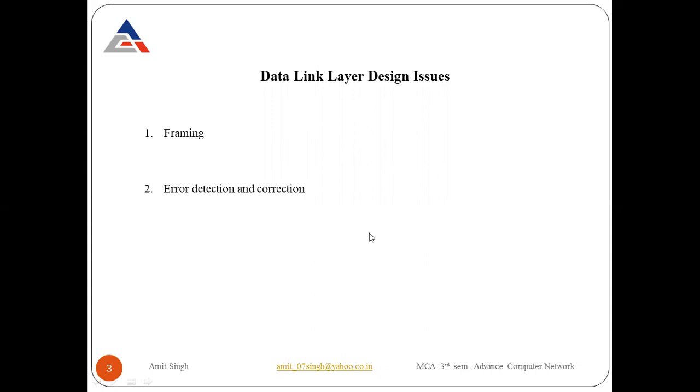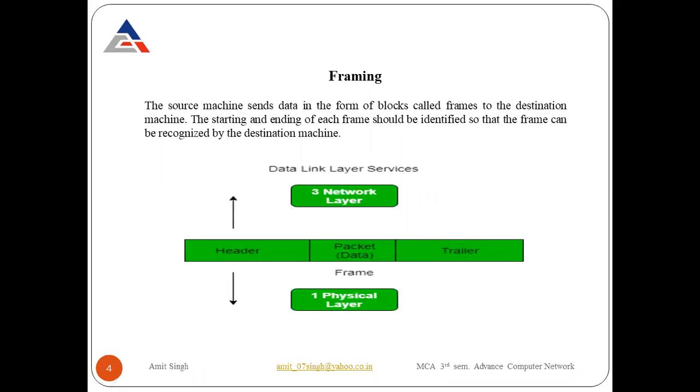Okay, now the data link layer design issues. Here we are going to discuss the two different design issues of the data link layer, or you can say the responsibilities of the data link layer. The first one is framing, and the second one is error detection and correction. Let's start with the first topic, that is framing.